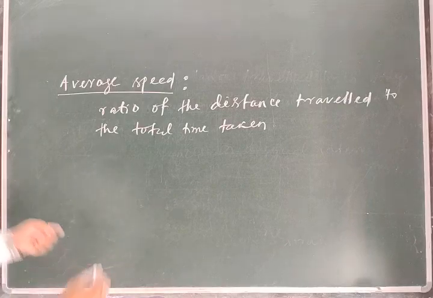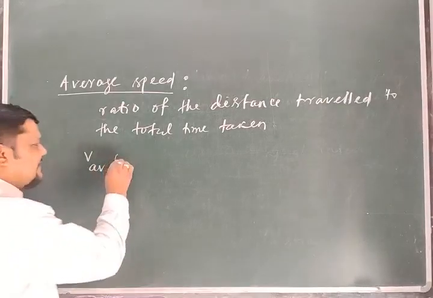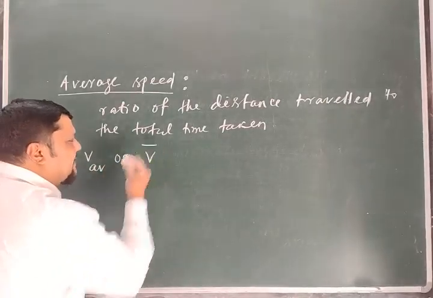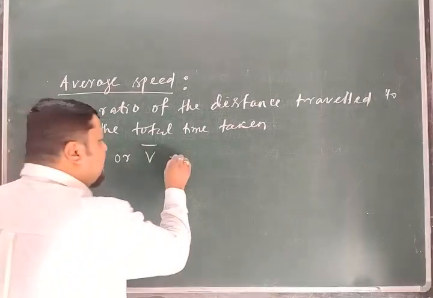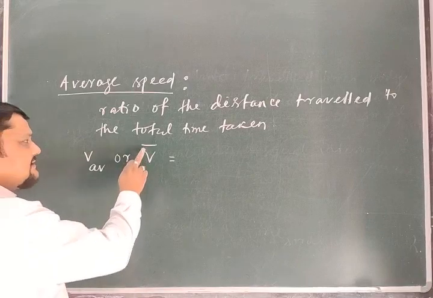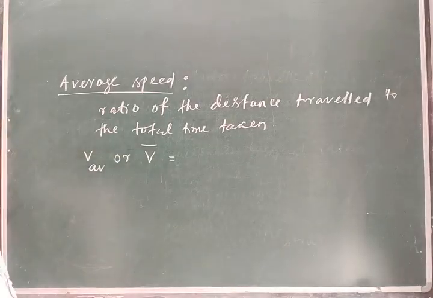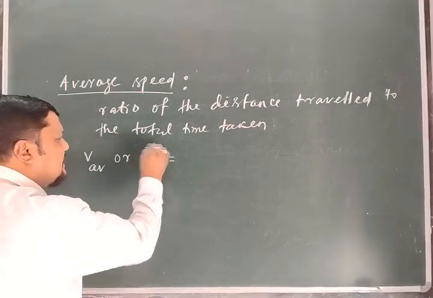The symbol we can use is V average, or generally this can be written as V bar. So don't think that this is a vector quantity, because this bar is for average. It is not an arrow mark. If it is an arrow, then it is a vector. So I put this bar.